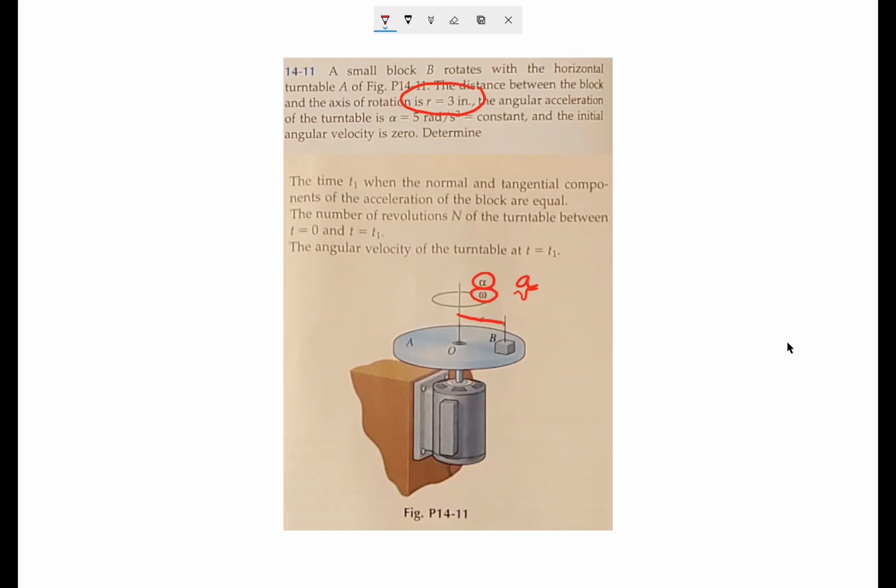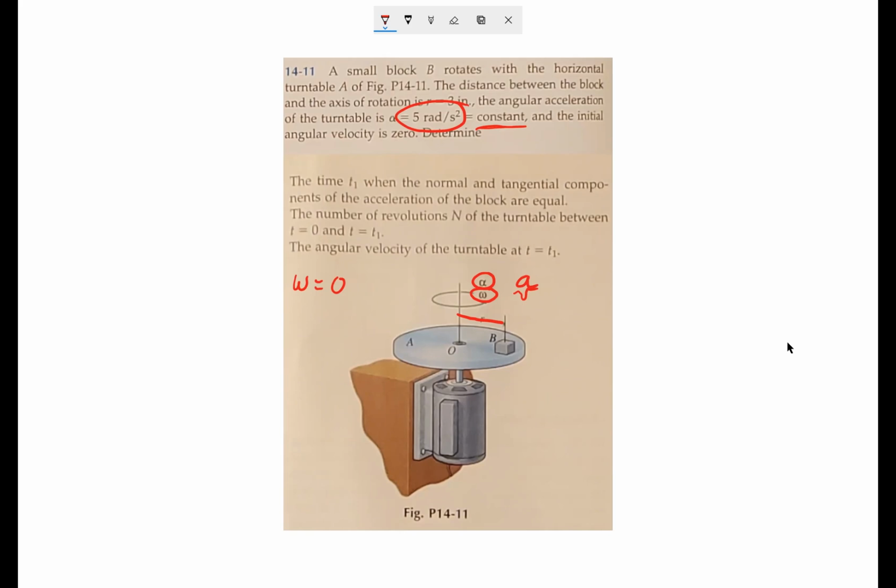We can see that the units are radians per second squared, and the rate of acceleration is unchanging, so they're highlighting constant. The initial angular velocity is 0, so when we're doing the problem, you can say omega is 0. Then they talk about time t1, when the normal and tangential components of the acceleration of the block are equal.